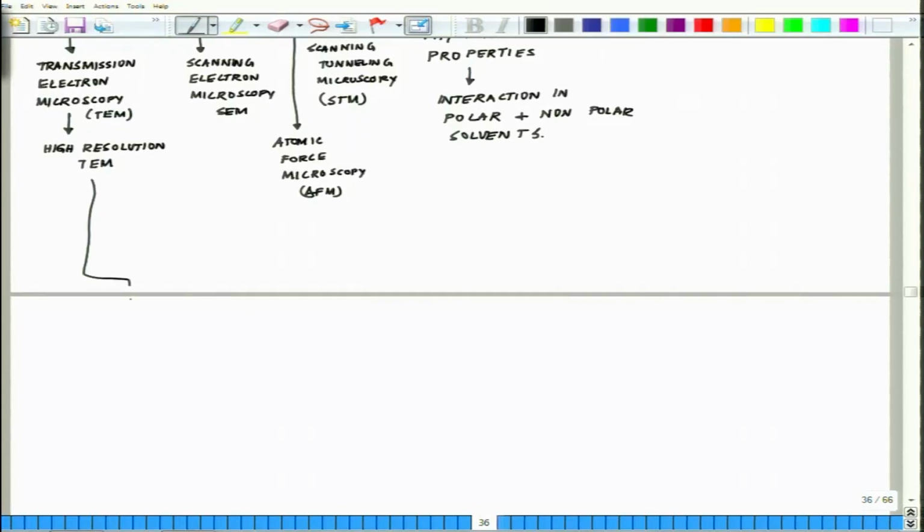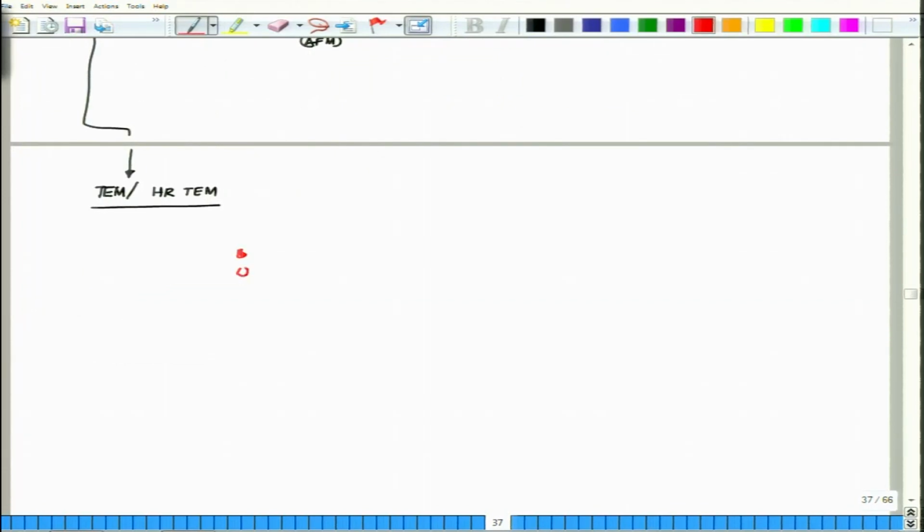So, when you talk about transmission electron microscopy, to start off with, when you talk about TEM or high resolution TEM, sometimes it is called HR TEM. Say for example, this is your material, this is the geometry of the material which is there in front of you, and say these are nanoparticles, and this is what you want to study in a high resolution TEM.